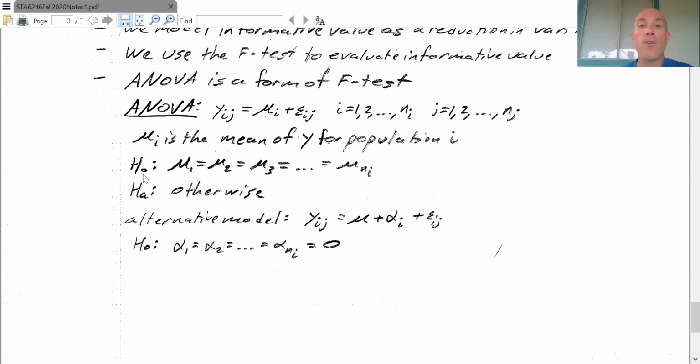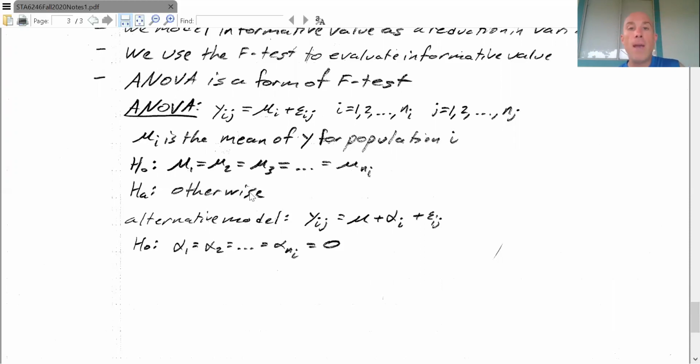Our null hypothesis is that all subpopulations have equal population means. They're all equal to each other. The alternative is otherwise. Take a moment to think about this. Otherwise means anything is different: I can find two subpopulations that have different population means. So there can be a lot of different situations.